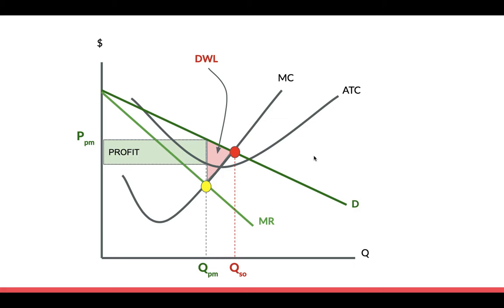We could also measure consumer surplus on a monopoly graph, and it's the same way we would on any other graph. Consumer surplus is everything above the market price. So all of these consumers on the demand curve, from here to here to here, all the way up to this corner, they're all willing to pay more than this current price.